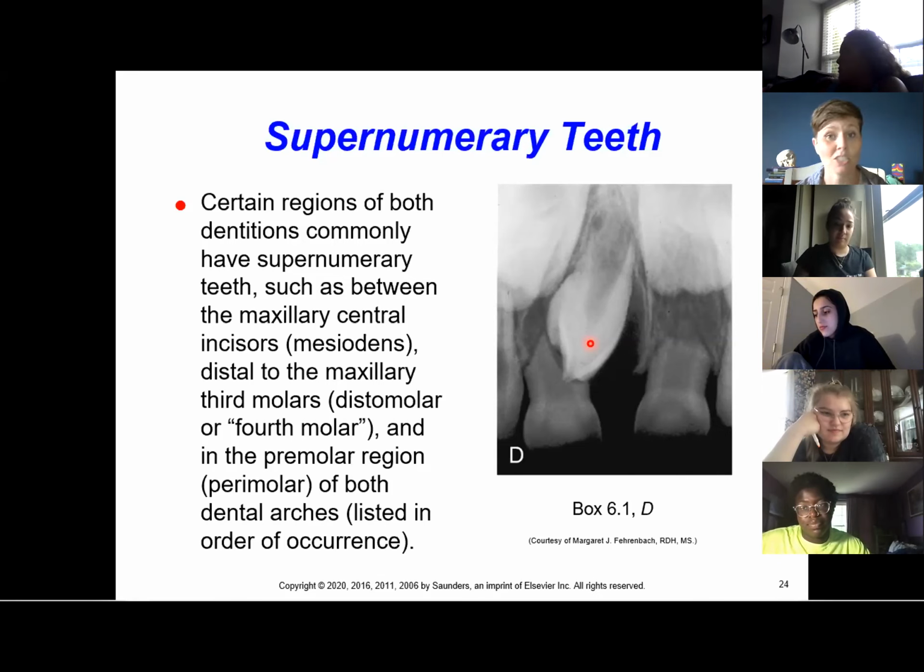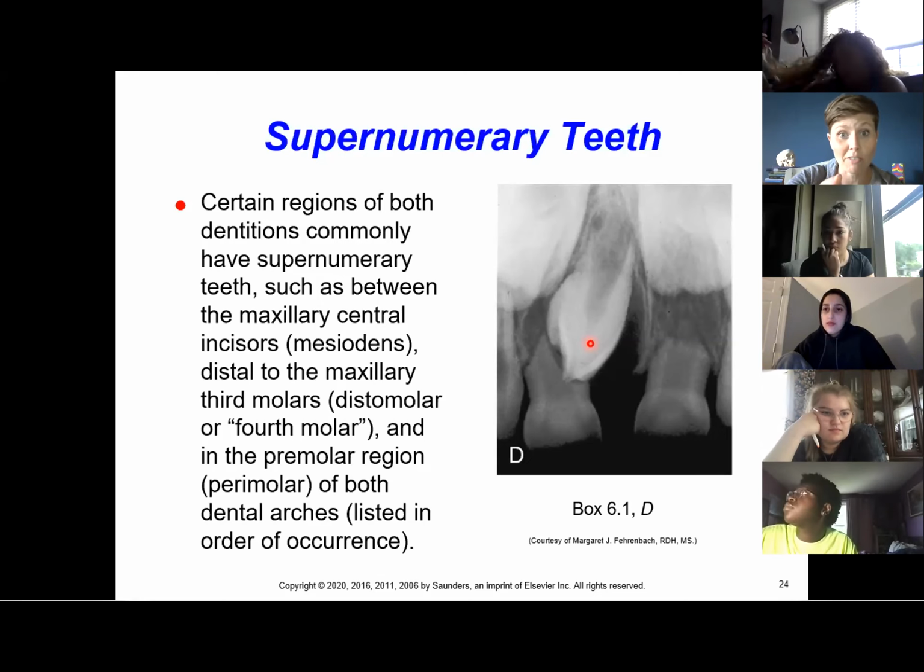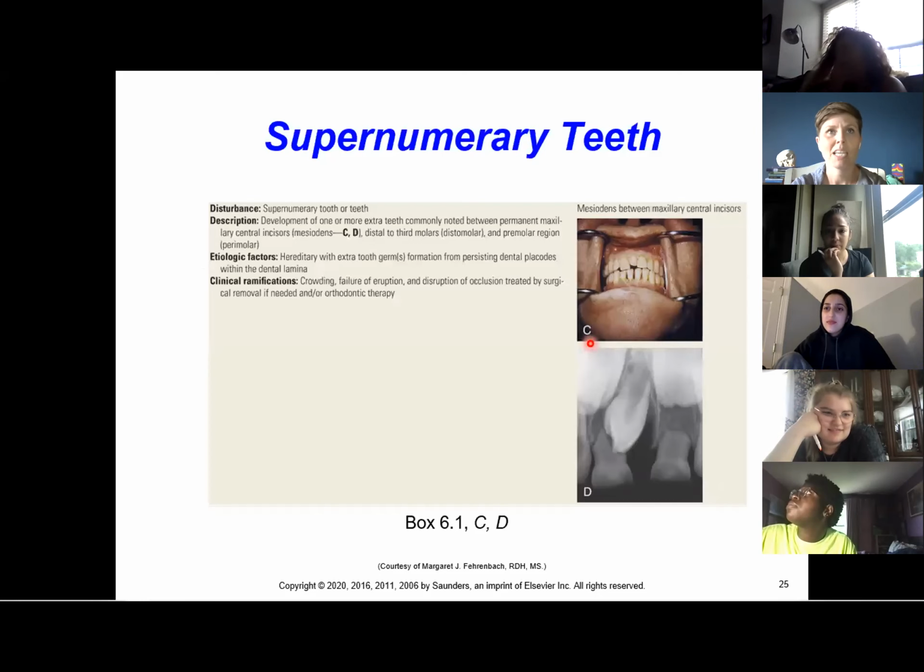I get text messages, and you will too when you're a hygienist. I get text messages all the time from my friends with pictures of their kids' mouths, and they're like, is this normal? Well, yeah, just wiggle them, or you go get them taken out. So there's your supernumeraries.